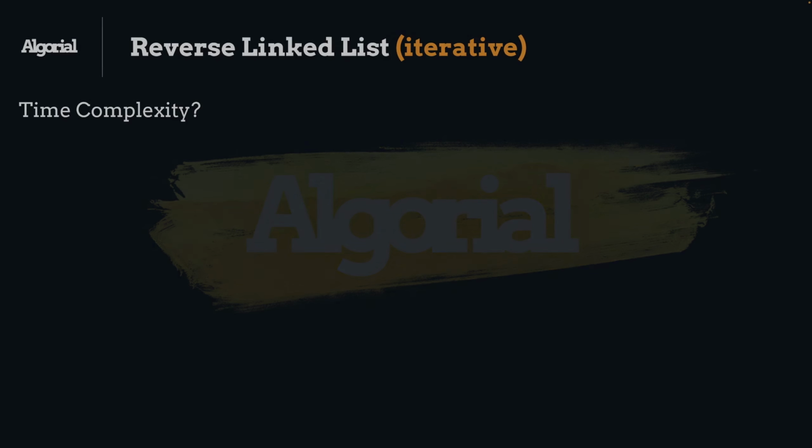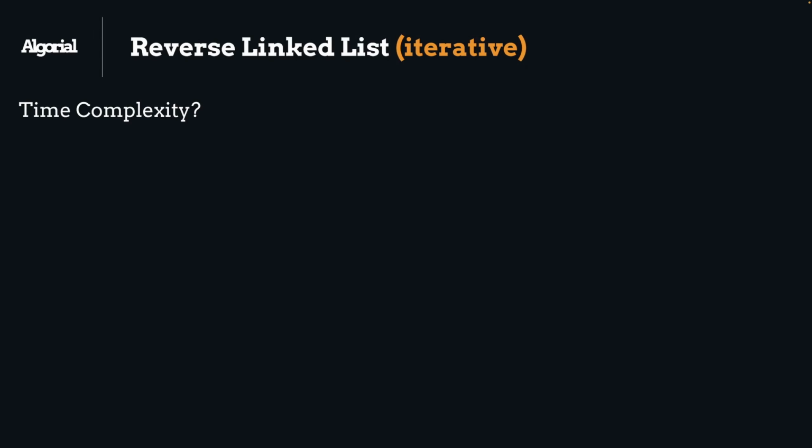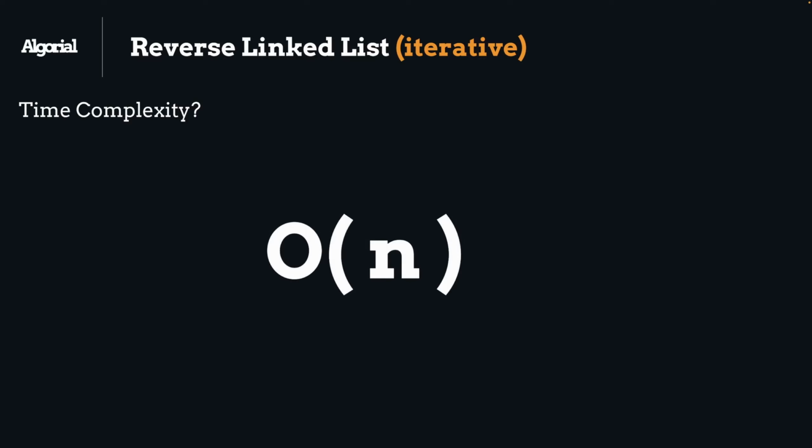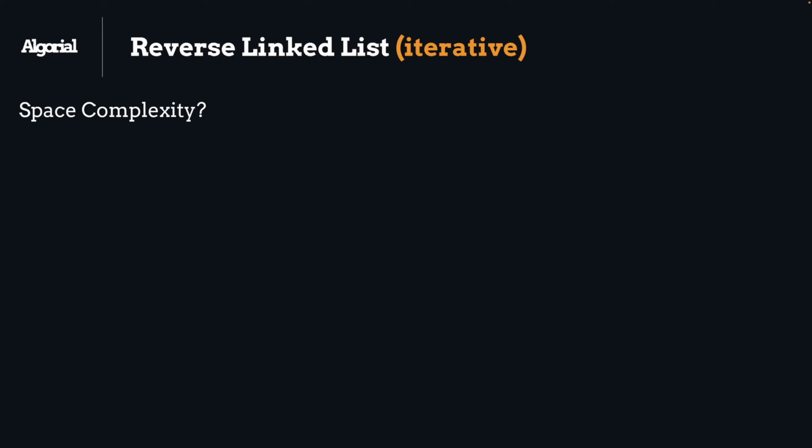So let's do the time and the space complexity. For time complexity, we will have O of n, where n is the length of our linked list nodes, because of course we are traversing all of the nodes. For space complexity, we are not doing that much except creating some variables, so it will be O of 1, constant complexity.